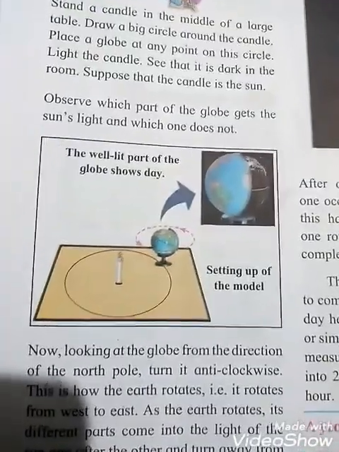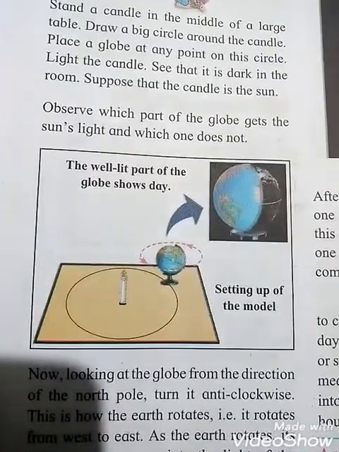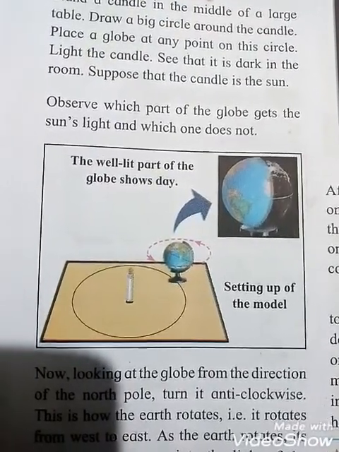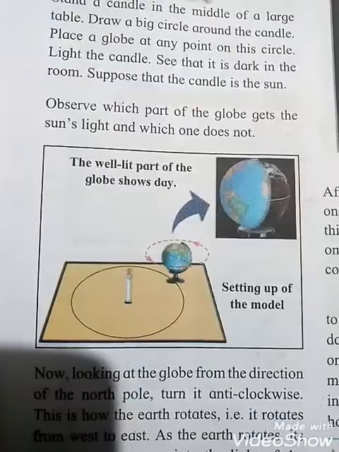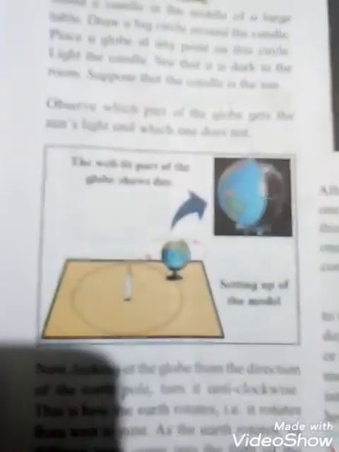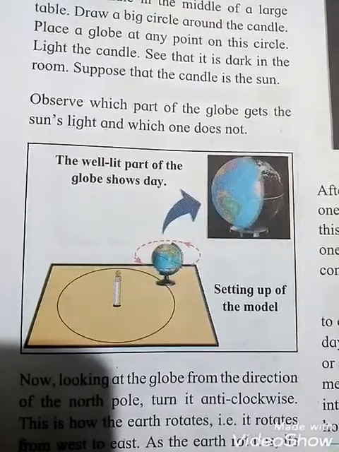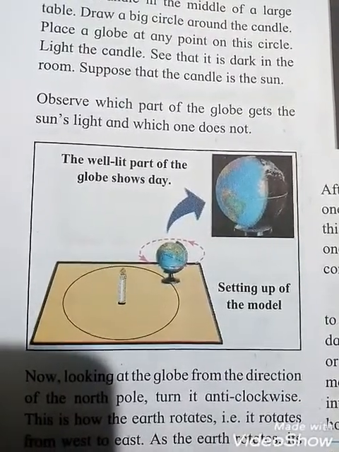See students, which place the candle light passes, that place will be brightness, and which place it does not pass, that means not getting the light, that will be darkness. Okay, the well lit part of the globe shows day. See the setting up of the model. Can you see the picture?